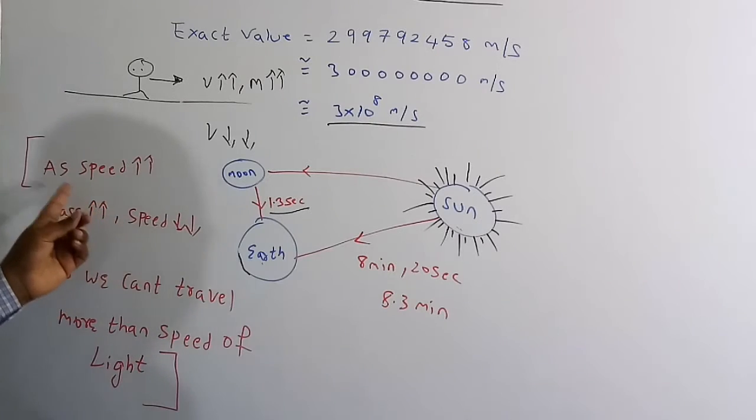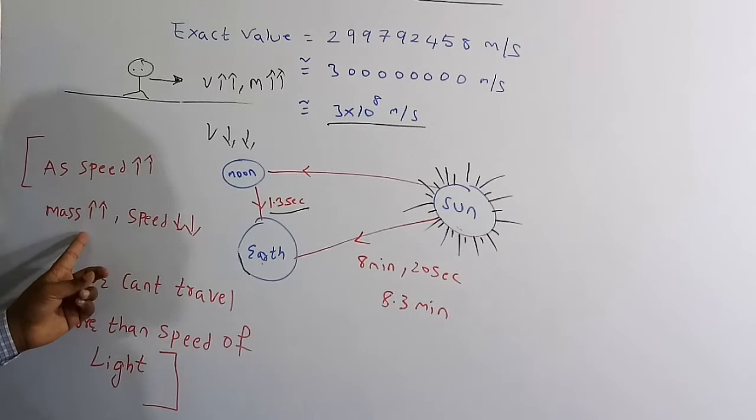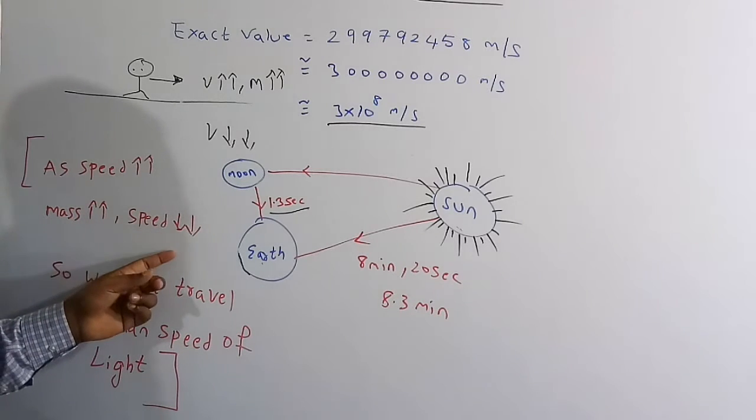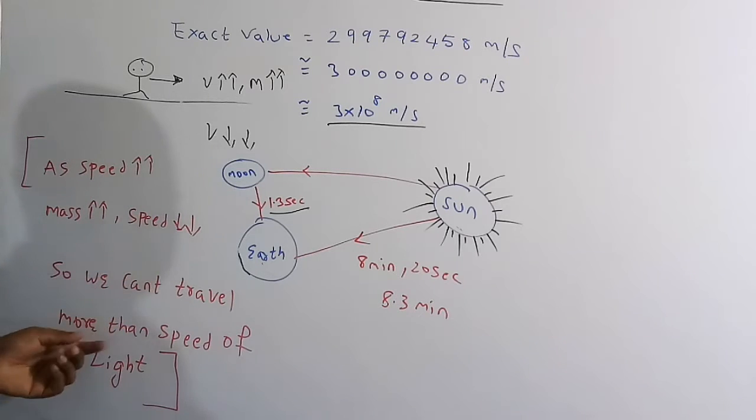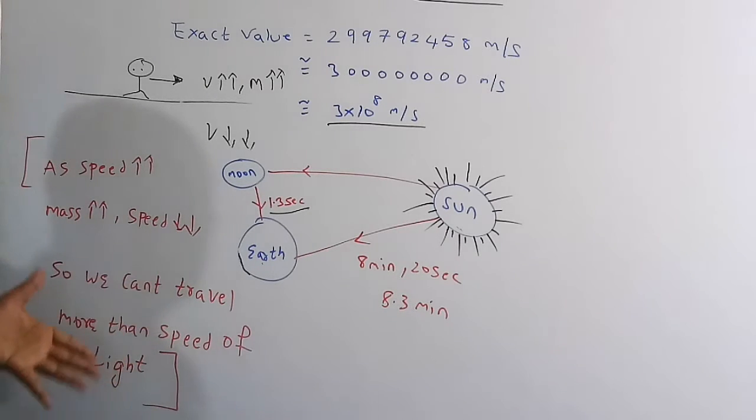That is what I have written here. As speed increases, the mass of the person also increases. As the mass increases, the speed decreases. So we cannot travel more than the speed of the light. So finally this is the conclusion.